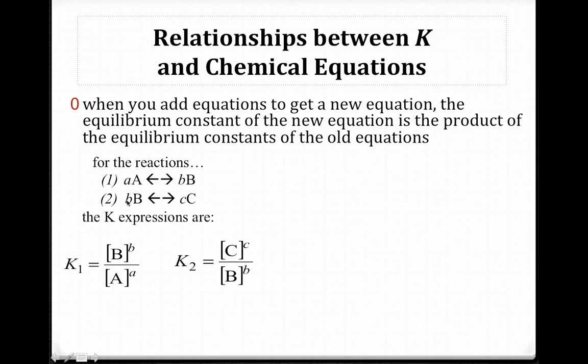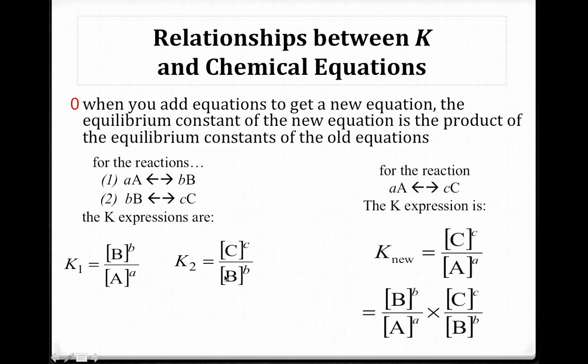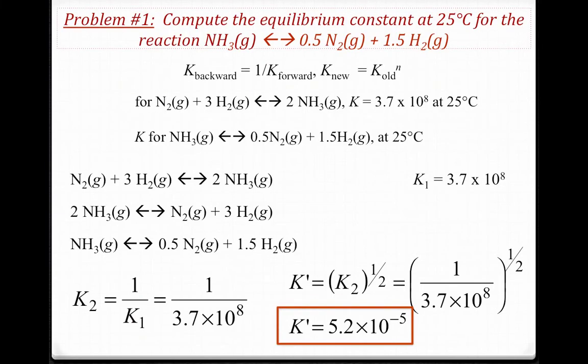The other thing is when you add equations to get a new equation. If you look here, you have these two reactions. You can see B is going to be an intermediate. If you're writing K expressions for both, this is the K expression for the first, and this is the K expression for the second. If you combine them into one equation, you can see B is eliminated because B is an intermediate. And what you actually see happen here is if you multiply these two K values, the B's cancel out, so that the result is just the K expression for the new reaction. So K new is equal to K first times K second.